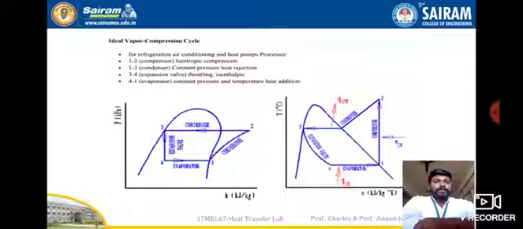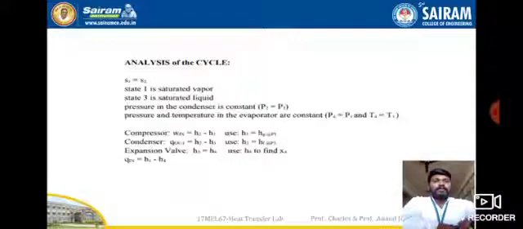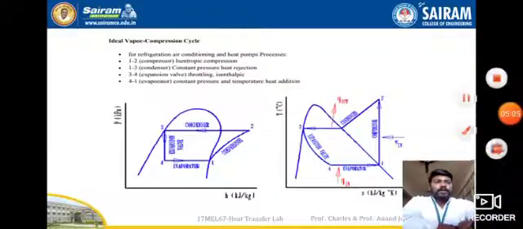So 1 to 2 is the compressor, 2 to 3 is the condenser, 3 to 4 is the expansion valve, and 4 to 1 is the evaporator. If we show the same processes in a pH diagram, that is a pressure enthalpy diagram, and a TS diagram, or temperature entropy diagram, the diagram will be like this. 1 to 2 is adiabatic compression. 2 to 3 is constant pressure heat rejection, and 3 to 4 is an isenthalpic process. 4 to 1 is again a constant pressure process.